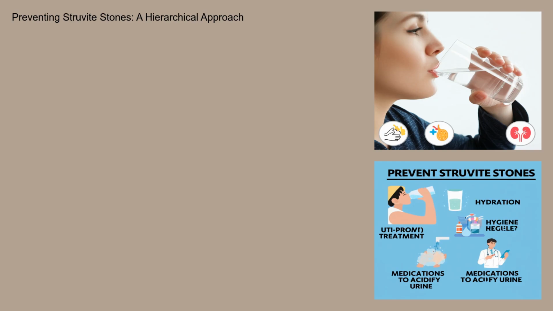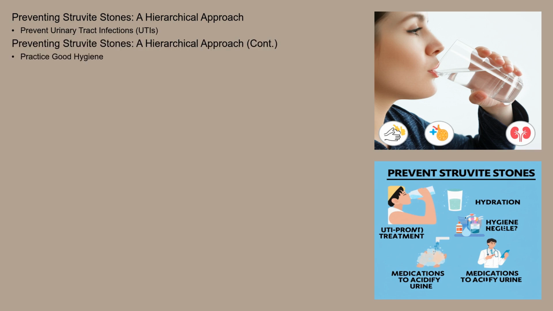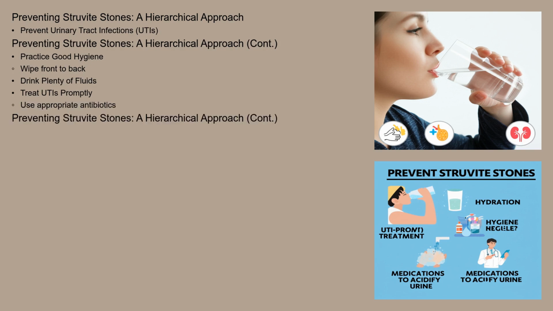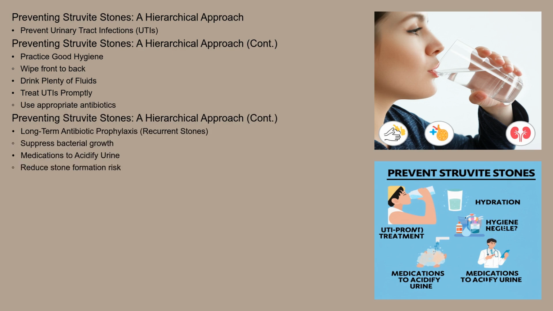Preventing Struvite stones primarily involves preventing and effectively treating urinary tract infections. This includes practicing good hygiene, such as wiping front to back after using the restroom and drinking plenty of fluids to help flush out bacteria. Prompt treatment of UTIs with appropriate antibiotics is crucial. In individuals with recurrent Struvite stones, long-term antibiotic prophylaxis may be considered to suppress bacterial growth. In some cases, medications to acidify the urine may be prescribed to reduce the risk of stone formation.